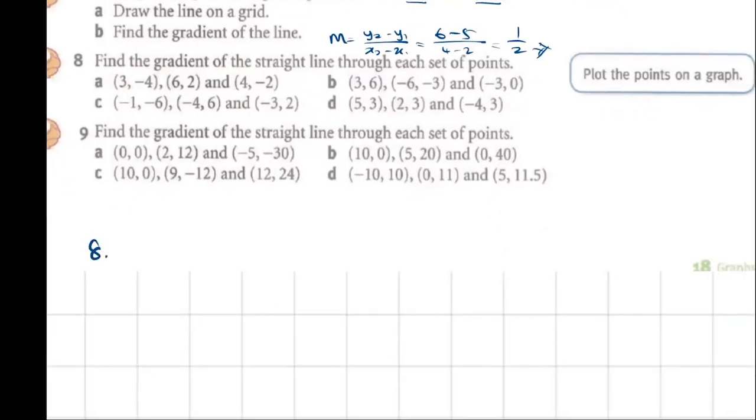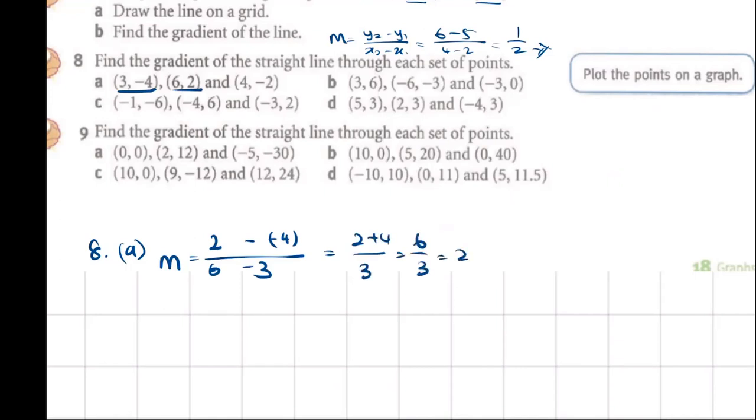So question 8, by now you should know your formula already. So m is equal to, you can recite it in your head so that you can do it, y2 minus y1 over x2 minus x1. Using these two coordinates, by the way. 2 plus 4 over 3, 6 over 3 is equal to 2.